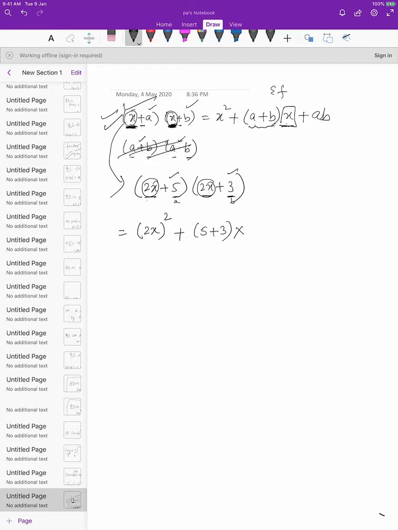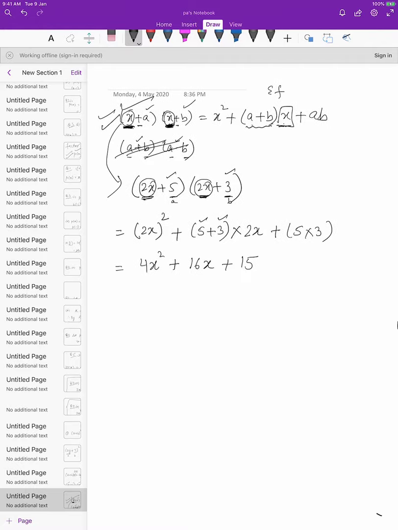Here in the identity it is written x because x is common in both the brackets. But here in our question, what is common? 2x. So in place of x, I will be writing 2x plus a into b, that is 5 into 3. If you have written the first statement carefully, the second statement will be very easy for you to write. Just the simplified form of this statement, 2x whole square will be 4x square plus. Now 5 plus 3 will give you 8. 8 into 2x, 8 into 2 will be 16x. Plus 5 into 3 is 15. This is the answer by using the identity x plus a into x plus b.